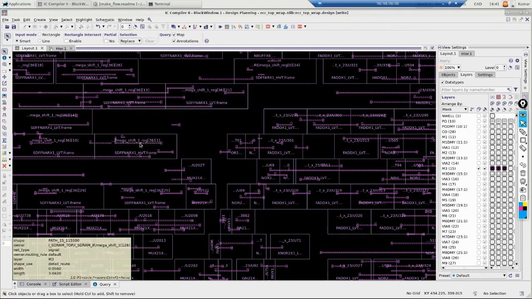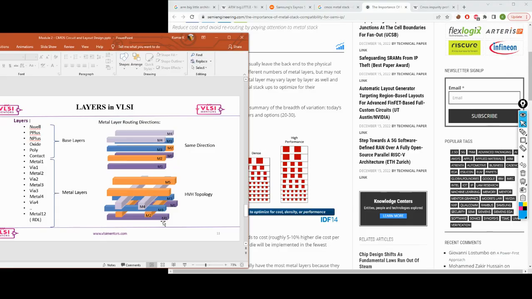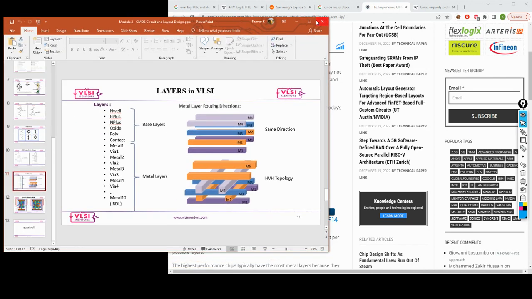So now, what is the reason behind this? Alternate layers will have, basically each layer will have a different direction. So alternate, basically HVH or VHV or whatever it is. Now, what is the main reason for this? You guys go and do some research, but eventually this will all be covered in the art classes.